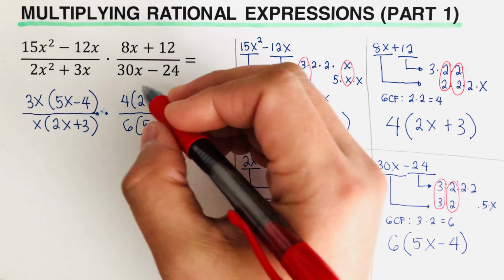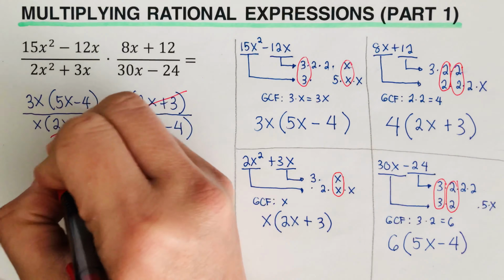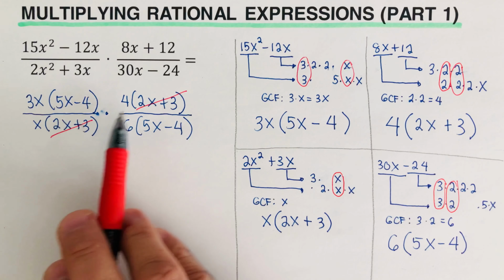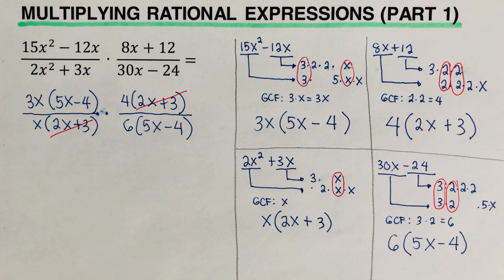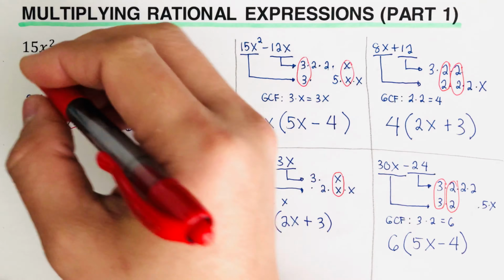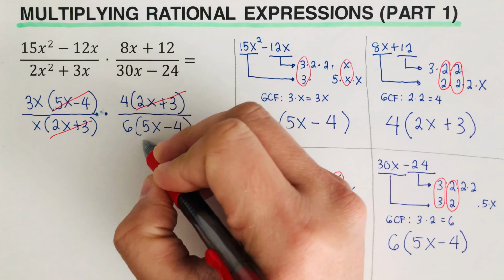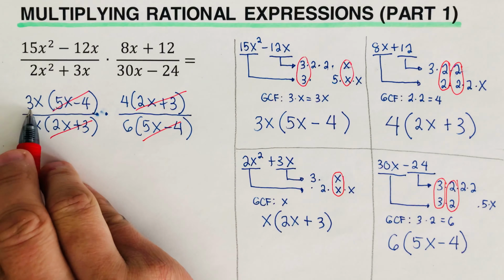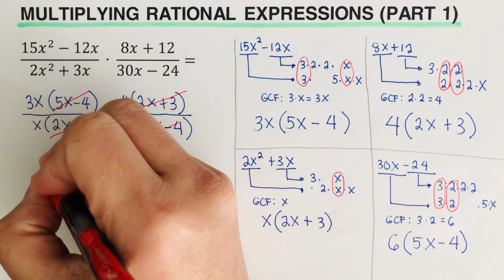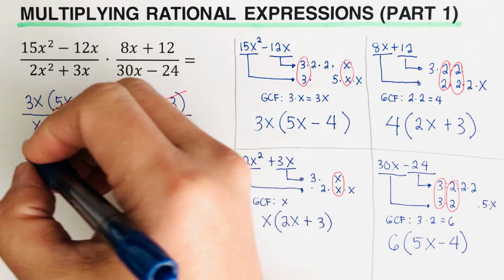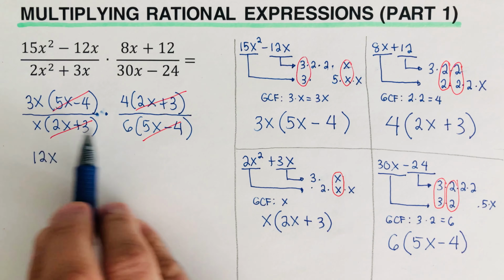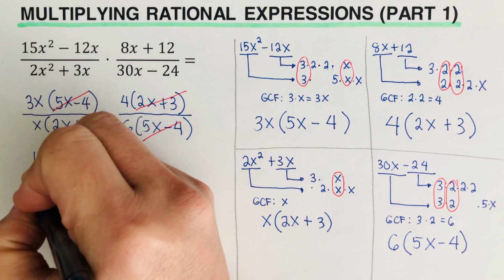So I can go ahead and cross out this 2x plus 3 and 2x plus 3. Again, we remember that when we cross out, it is not 0, but instead it becomes 1. Again, that is division by itself property. So then I can go ahead and cross out at the same time 5x minus 4, 5x minus 4. So then the leftover here would be 3x times 4 is 12x. So I can go ahead and write 12x right here. And then the denominator, we have x left over and 6. So that is pretty much 6x.